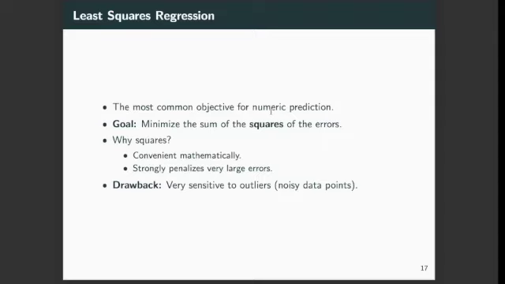Because it is mathematically convenient, and it will also strongly penalize very large errors. So imagine if the difference between the actual and the predicted is 1, then 1 squared is also 1. But if the distance is 10, then 10 squared is already 100. So this is how we penalize errors, especially large errors. However, the drawback of this model is that it is very sensitive to outliers.